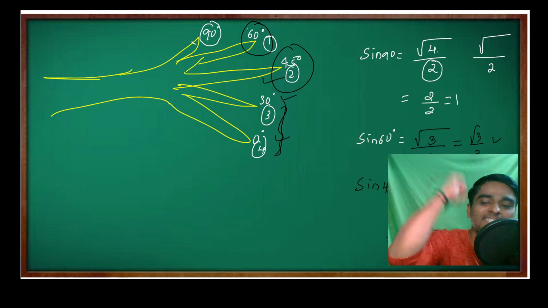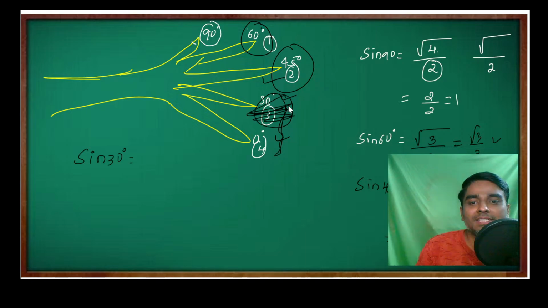Yes, it's working out. Now sin 30. How many fingers are left out? If you consider 30, only 1 is left out. 1 by 2. Yes, working. Then sin 0. Where are the fingers left? Only 5 fingers are there.